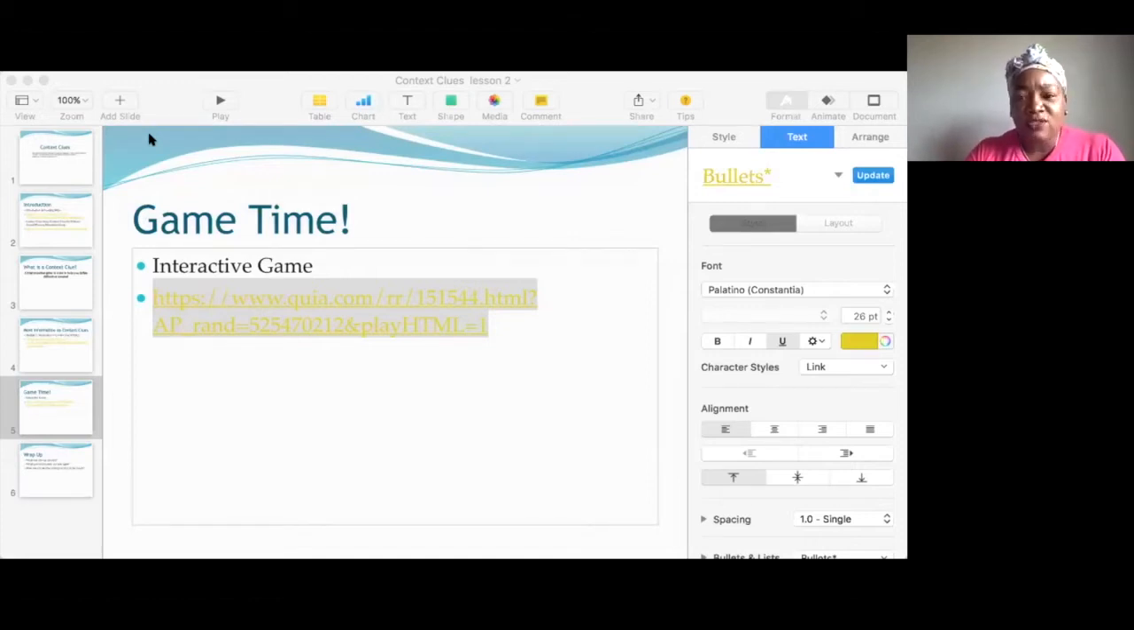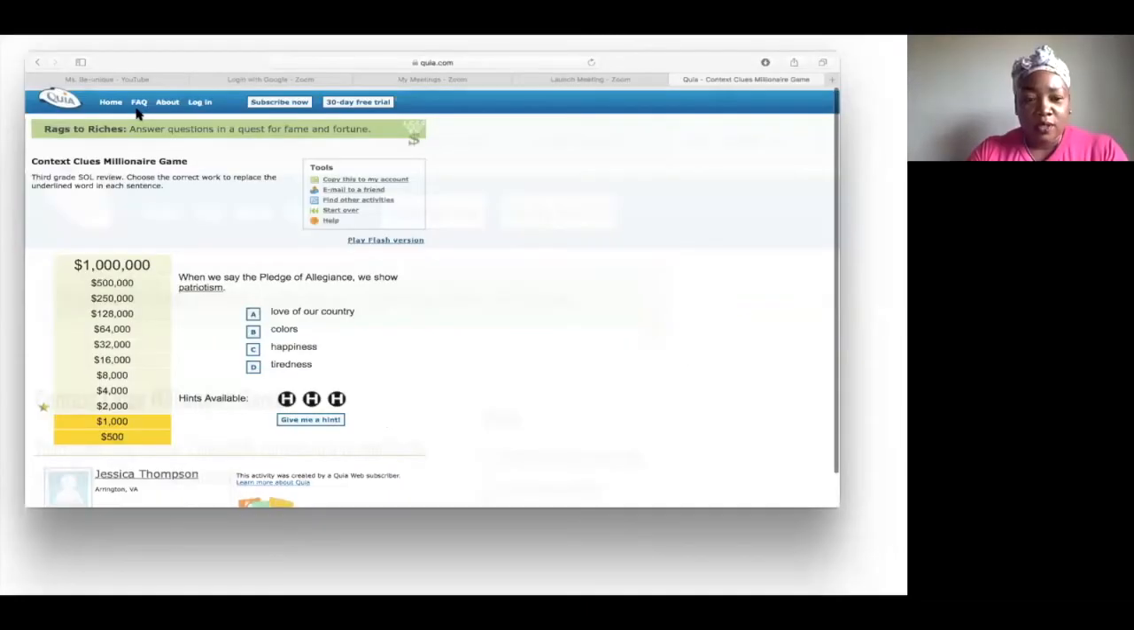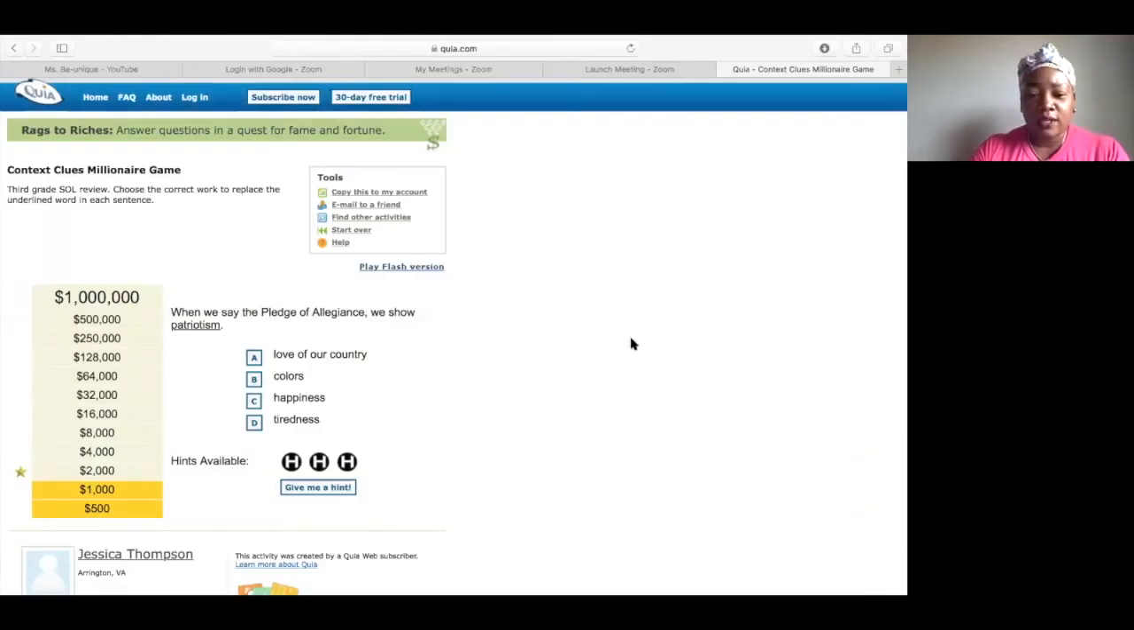Someone is saying they can't see my screen. Can everyone see my screen? Okay, you can't see my screen. Okay. Let me stop screen recording. All right. Can you see my screen now? Okay, good.